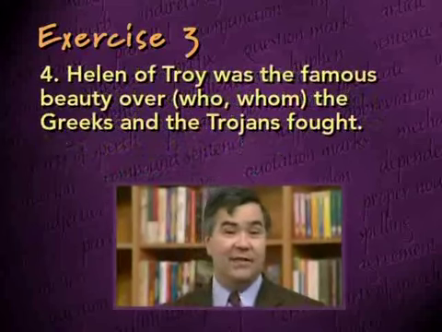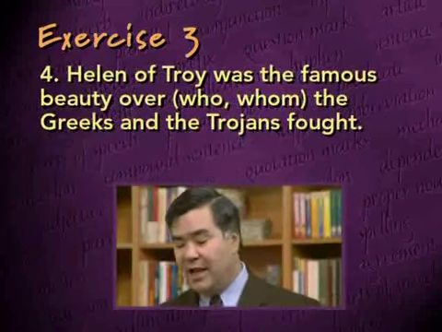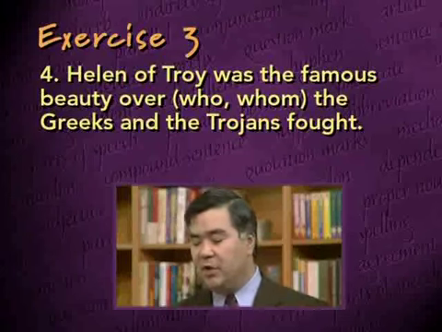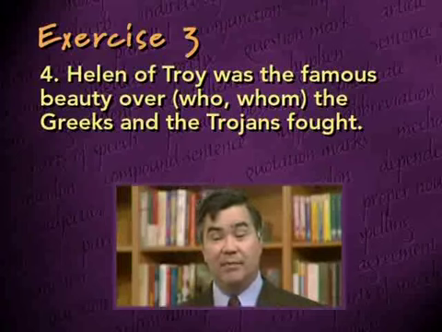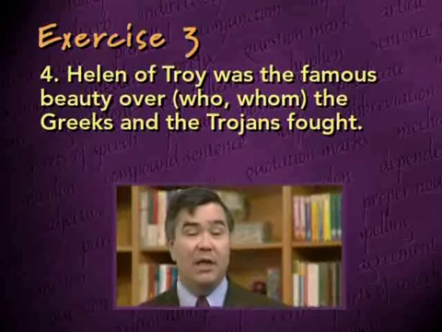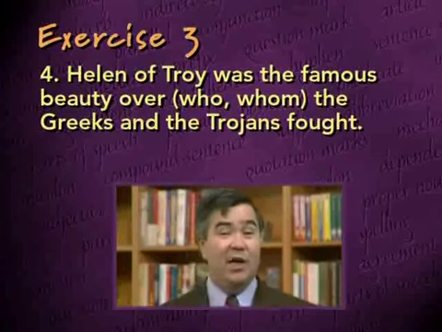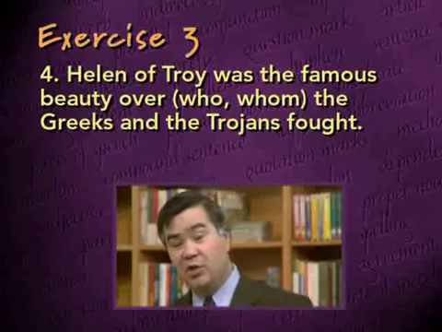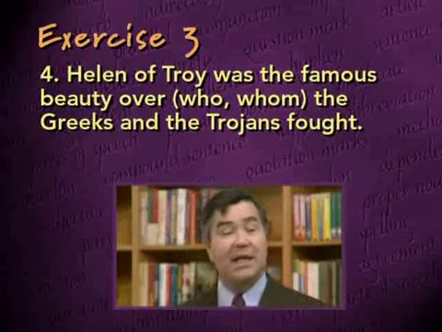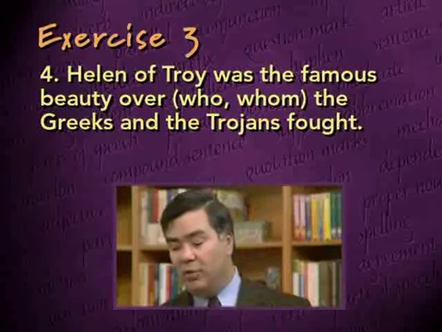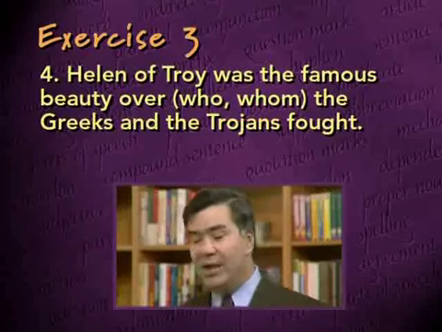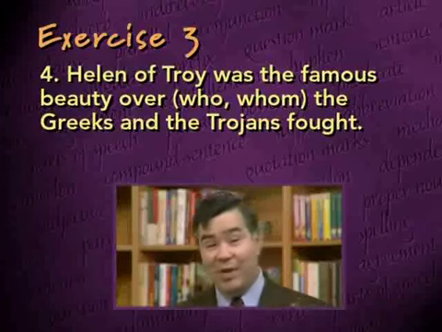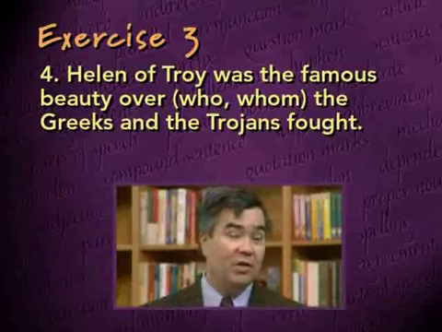Our next sentence gives us another who-whom question. Helen of Troy was the famous beauty over who or whom the Greeks and the Trojans fought. Here we have who and whom being used as a relative pronoun to introduce the subordinate clause. Now let's look at that clause. Who or whom the Greeks and the Trojans fought, or over whom the Greeks and the Trojans fought. Now within that subordinate clause, what's the verb?